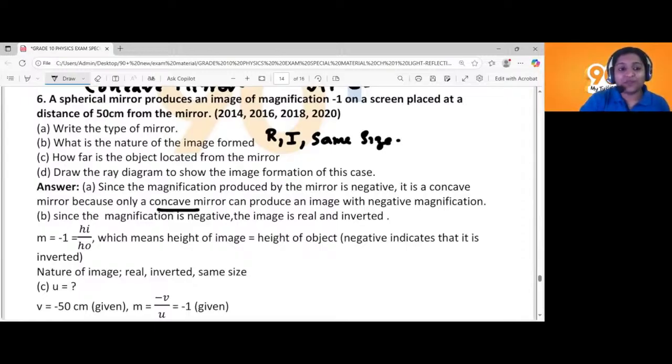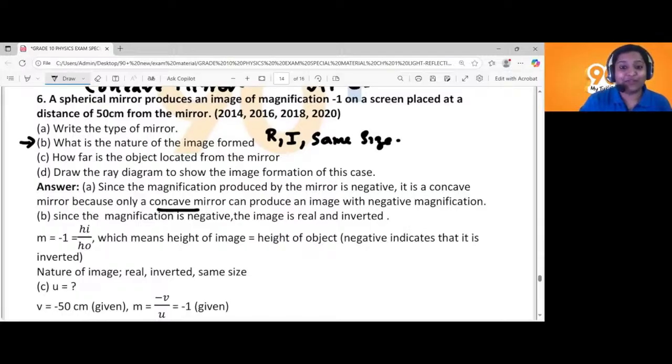Here, what is given? A spherical mirror produces an image of magnification -1 on a screen. Screen means real image. Again, there is a hint for the B part, nature. Negative means inverted. Screen means real. The combination of inverted is always real. And it is placed at a distance of 50 centimeter from the mirror. So what is given as 50?